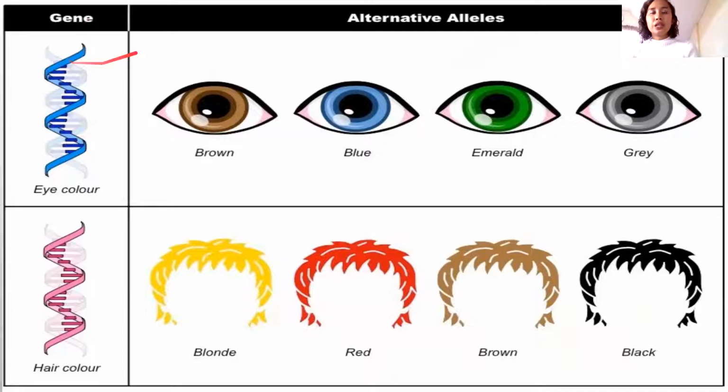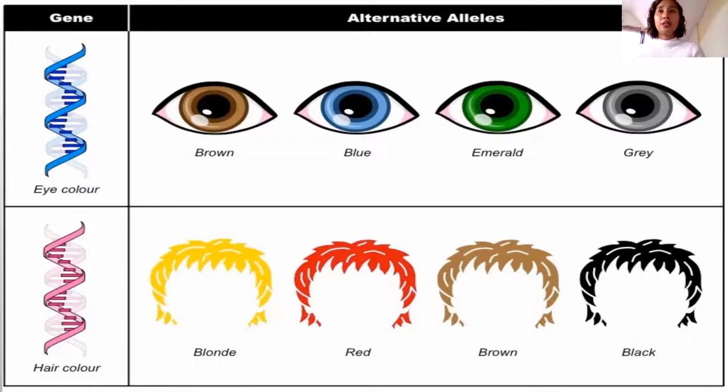Okay? The alleles are the variety. So, eye color, what colors do eyes come in? There's brown, blue, emerald, gray. So, alleles are the different types of traits that could happen in that gene. Hair color, some people are blonde, not bleached, really blonde, red, brown, and black. So, that gene is the one that codes the trait, and the alleles are the different varieties of the trait.